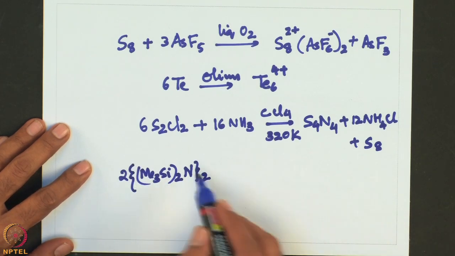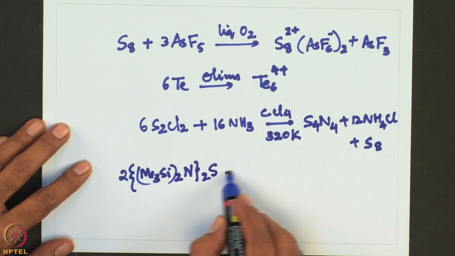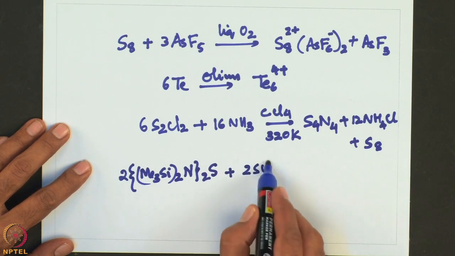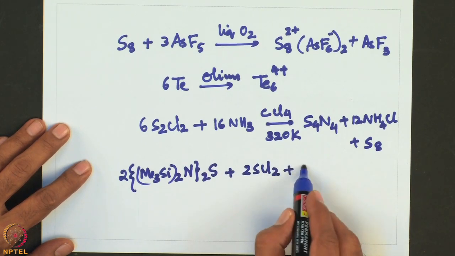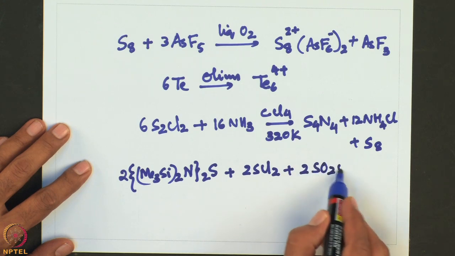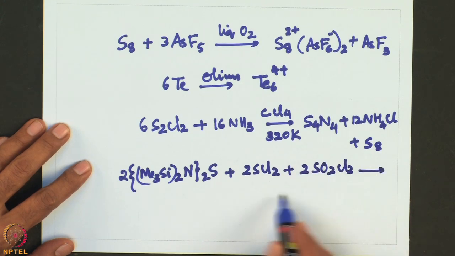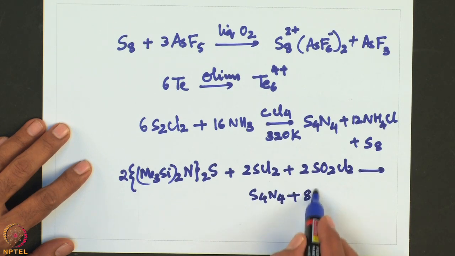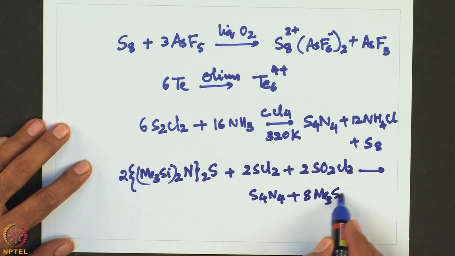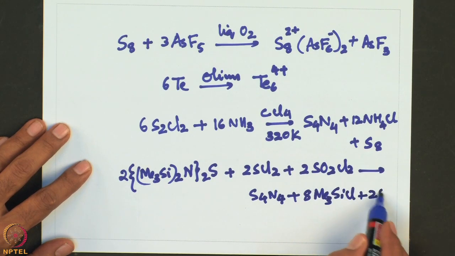Bis trimethylsilyl amide sulfur plus 2SCl2 plus 2SO2Cl2 gives S4N4 plus 8 Me3SiCl plus 2SO2. So, S4N4 undergoes hydrolysis slowly by water, but rapidly when it is treated with warm alkali medium.